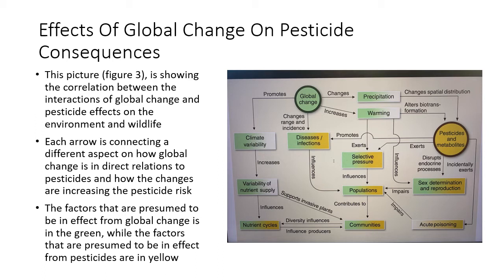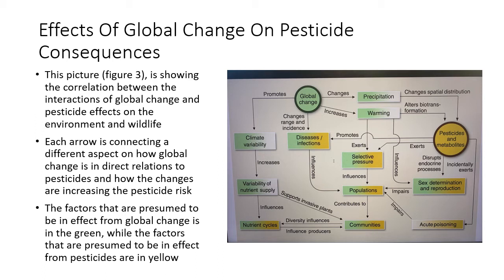This picture, which is figure 3 in our article, is showing the correlation between the interactions of global change and pesticide effects in the environment and wildlife. Each arrow is connecting a different aspect on how global change is in direct relation to pesticides and how the changes are increasing the pesticide risk, as well as other factors in the environment.